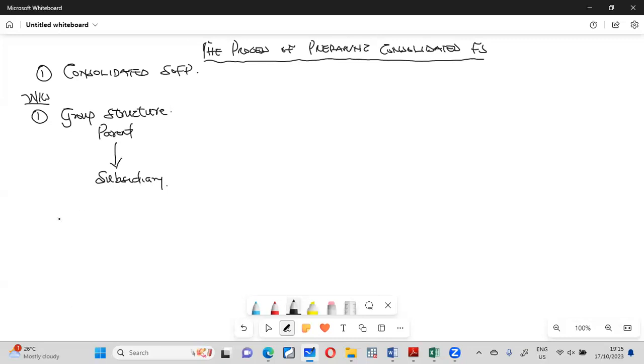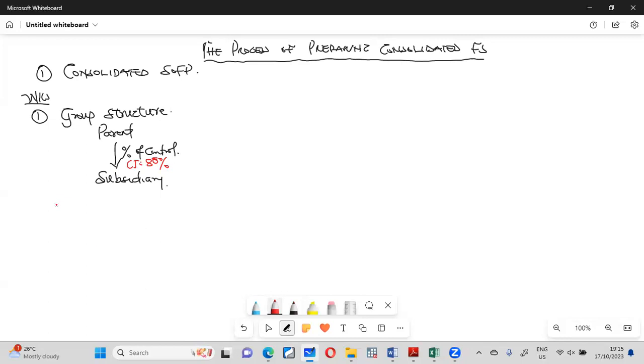Now, you need to be able to express what we call the percentage of control. You need to show it. So if the percentage is 80%, show it. The controlling interest is equal to 80%. You need to show it. If it is 51%, show it.